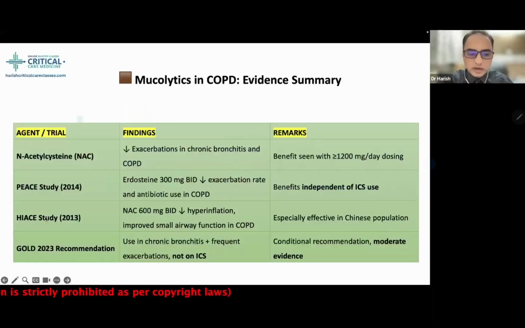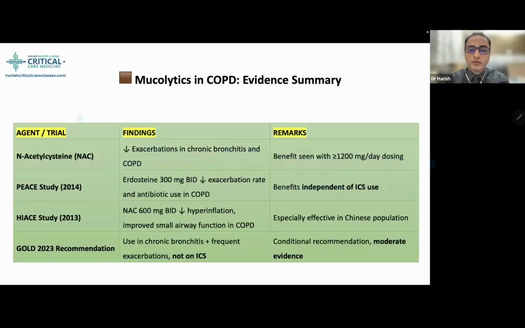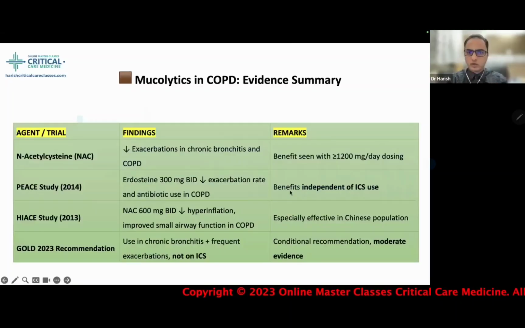So what is the GOLD 2023 recommendation? Use in chronic bronchitis plus when they have frequent exacerbations, if they are not on inhaled corticosteroid. That is also a conditional recommendation, with moderate quality of evidence. So do you think there is any very good evidence for NAC in COPD? Answer is no. So in particular individual patients only we can use mucolytic therapy. That is the take home.